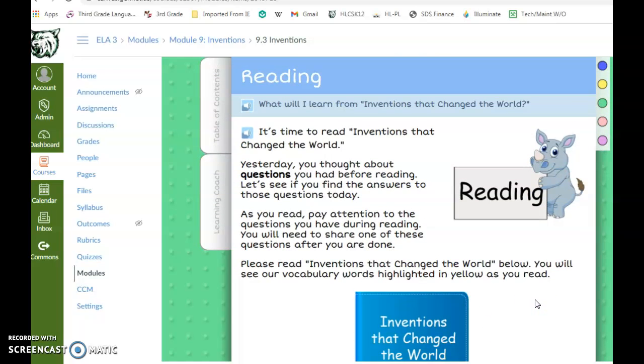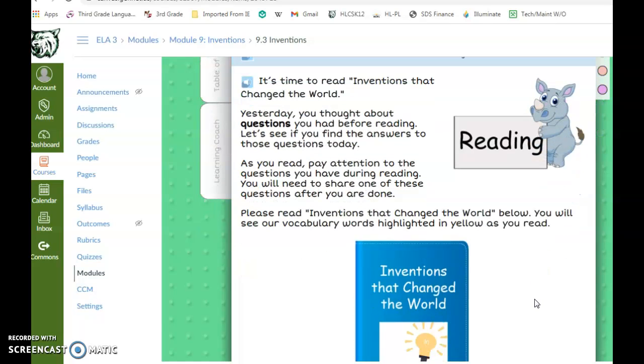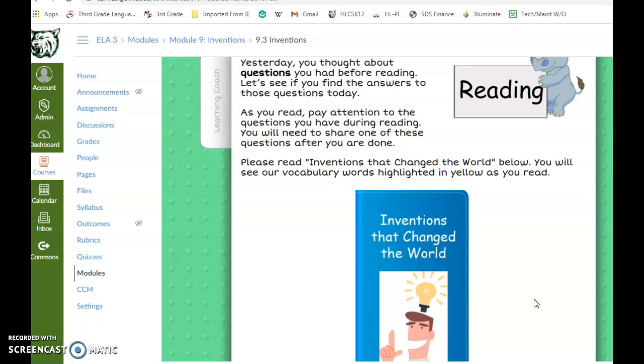So here is our story. Yesterday we talked about questions that we had before reading. So we talked about inventions. Can you think of some inventions that you were curious about or inventions that you think have changed the world? I know technology, for example, cell phones is definitely an invention that has changed the world. So as we read the story today, pay attention to the questions you have during reading, because you will need to share one of those questions after you are done.